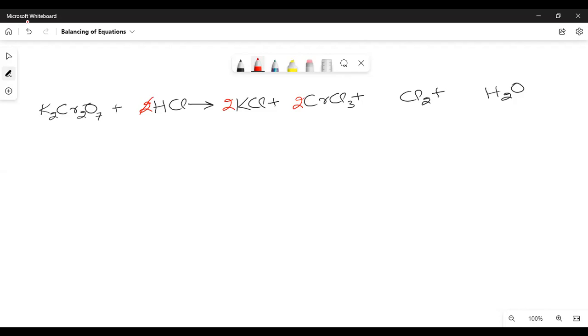So chlorine is the distributed species. Keep it for the end. Try to balance hydrogen and oxygen first. Don't forget the rule that I gave you.